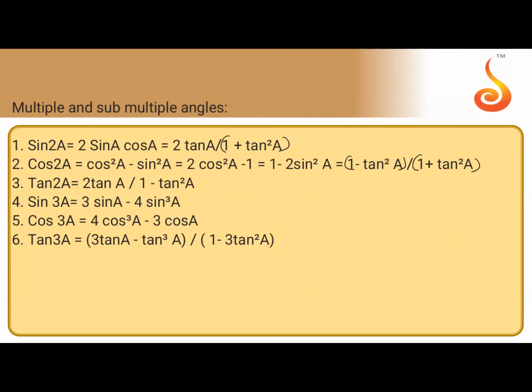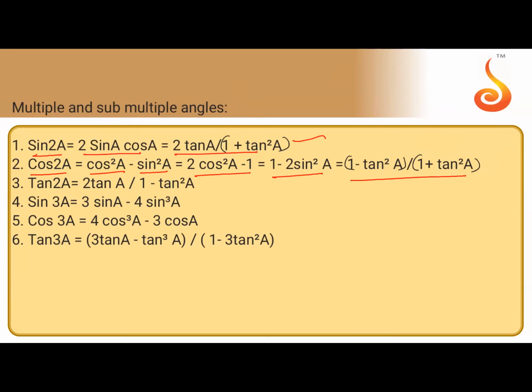These are multiple and submultiple angles. We have the sin 2A formula: sin 2A is 2 sin A cos A, that is 2 tan A by 1 plus tan square A in terms of tan. For cos 2A: cos square A minus sin square A, 2 cos square A minus 1, 1 minus 2 sin square A. In terms of tan, 1 minus tan square A by 1 plus tan square A. Please write quickly because these formulas are very much required.